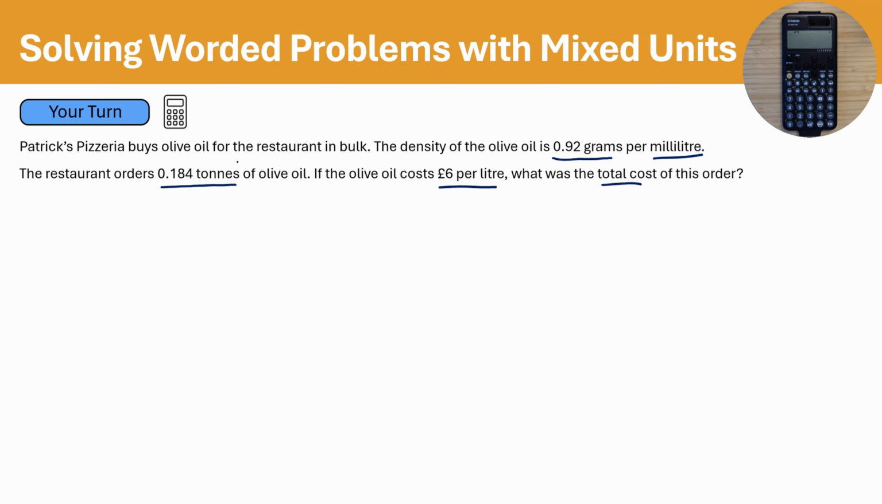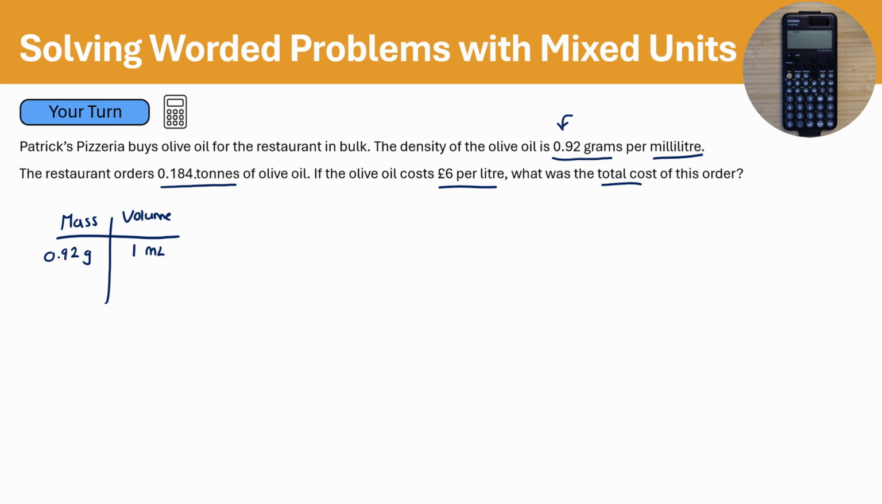Often with problem-solving questions, we want to take it line by line and see if we can work out anything useful. Patrick's Pizzeria buys olive oil for the restaurant in bulk. The density of the olive oil is 0.92 grams per milliliter. So let's set up a little table like this, where we have the mass in grams and the volume in milliliters. And it tells us that the density of the olive oil is 0.92 grams per milliliter. In other words, it's 0.92 grams for every 1 milliliter.